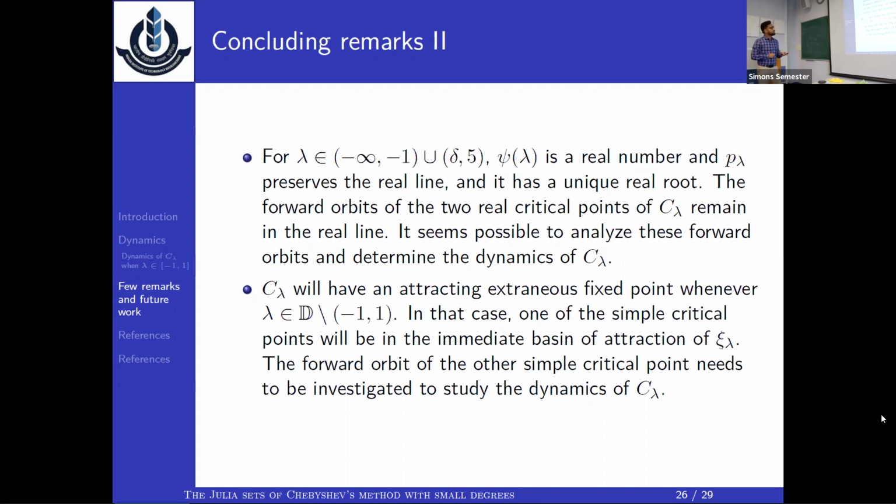Another question: if we consider lambda from the unit disk, so I'm excluding the real part, so lambda is something on the unit disk. In this case also, xi lambda will be an attracting fixed point. So its basin of attraction will have a critical point. One of the free critical points will lie in the immediate basin of xi lambda, and one is free. So here also the Herman ring is not possible, but we do not know what the Julia set will be.